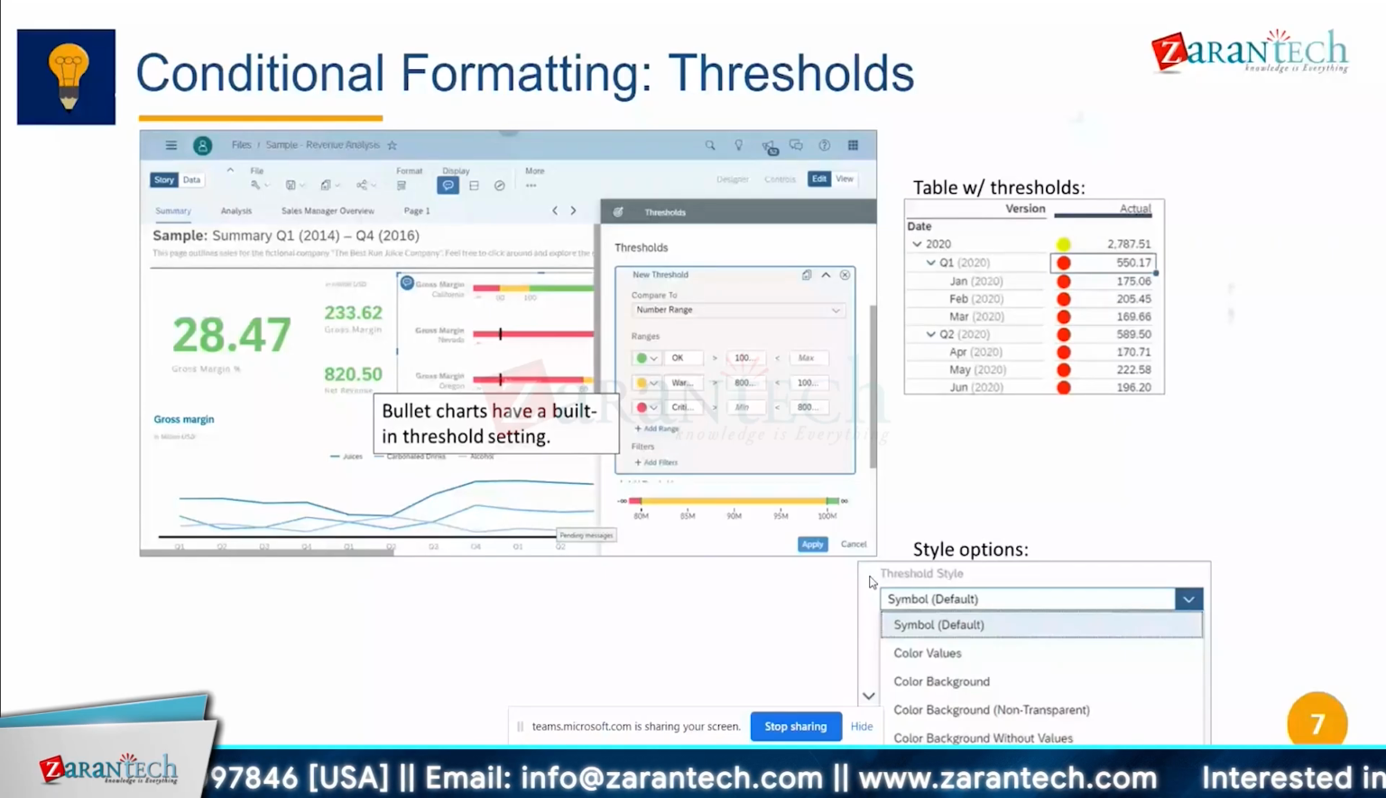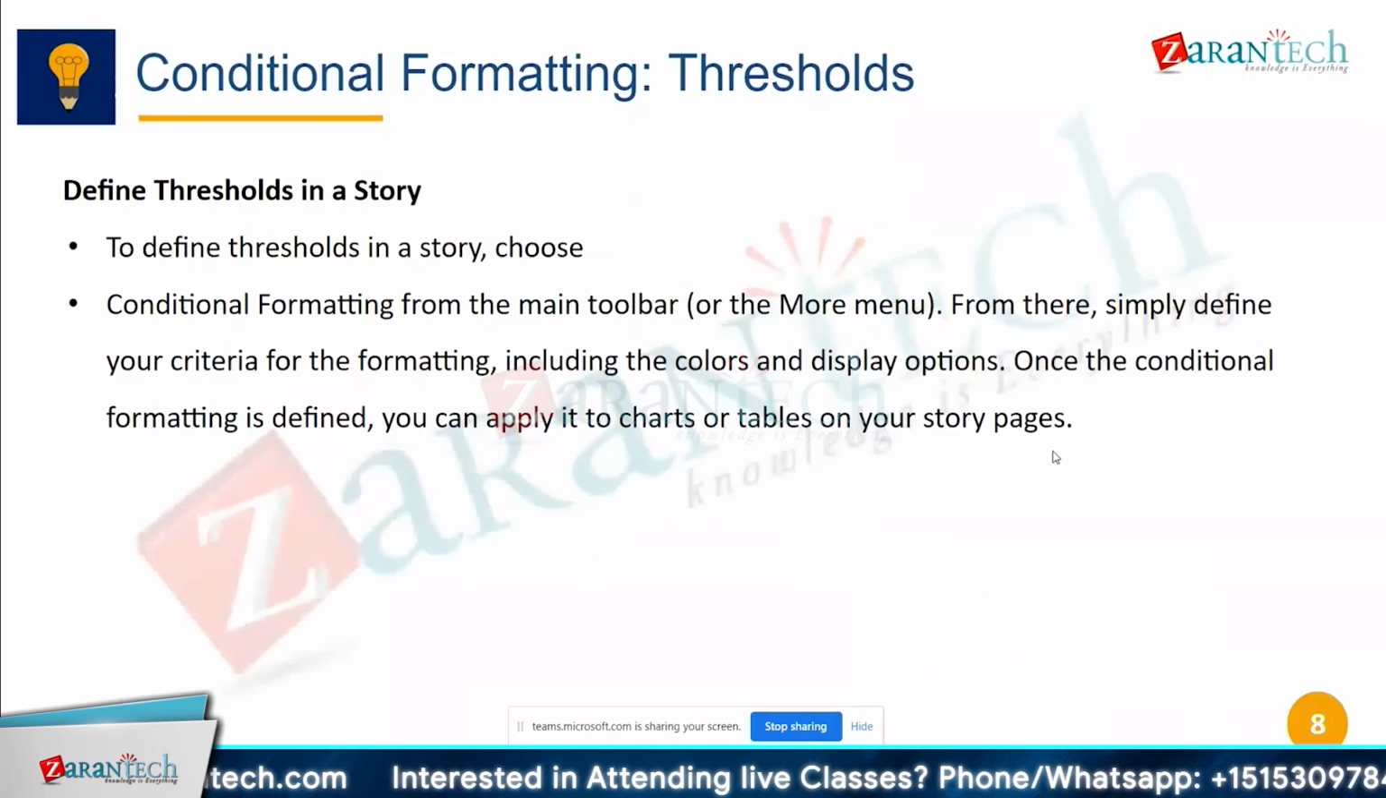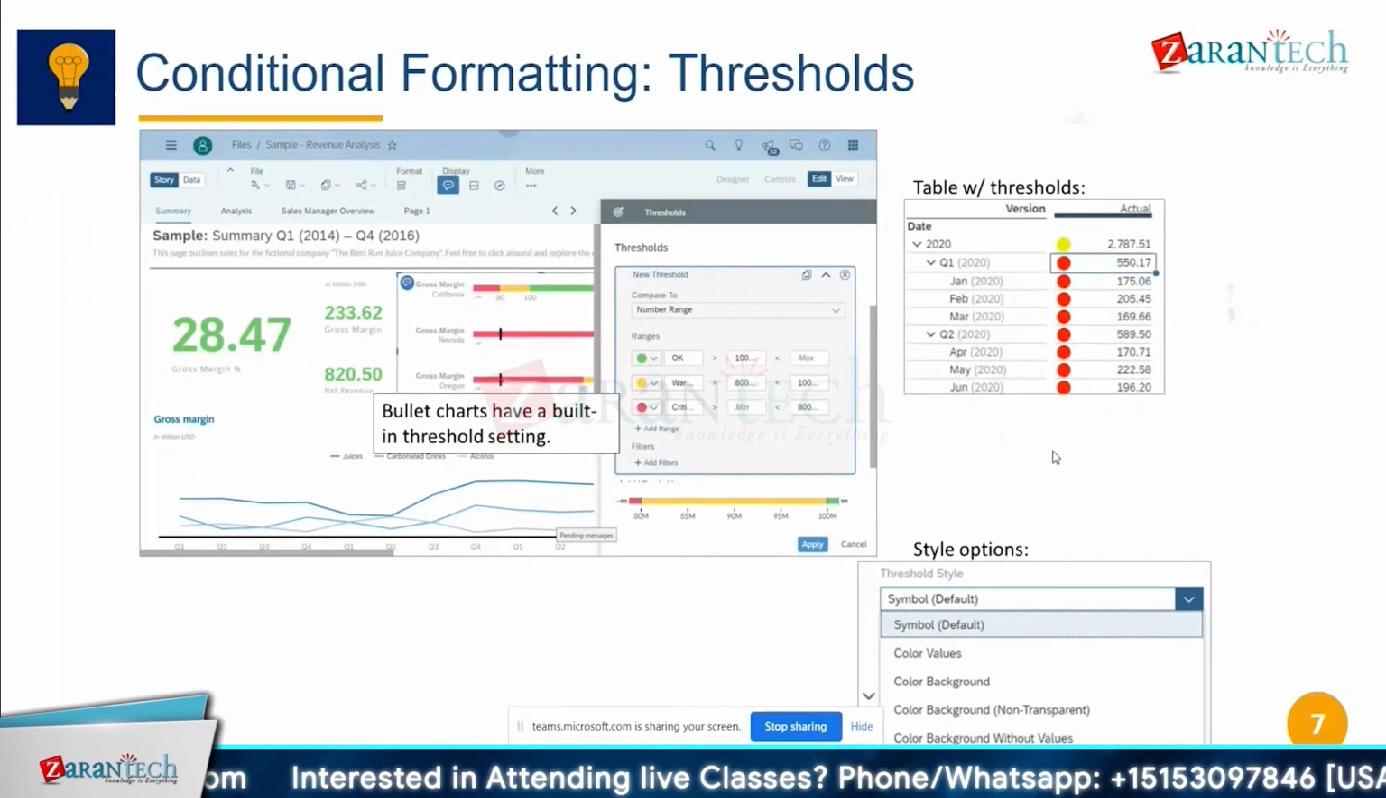You can show the values, or you can show only the traffic lights, or you can color the cell itself. Instead of showing the traffic light, we show the value 550 in red, or you can color the background. So different styles of formatting are there within SAC. Any doubts in this? Not from my side.